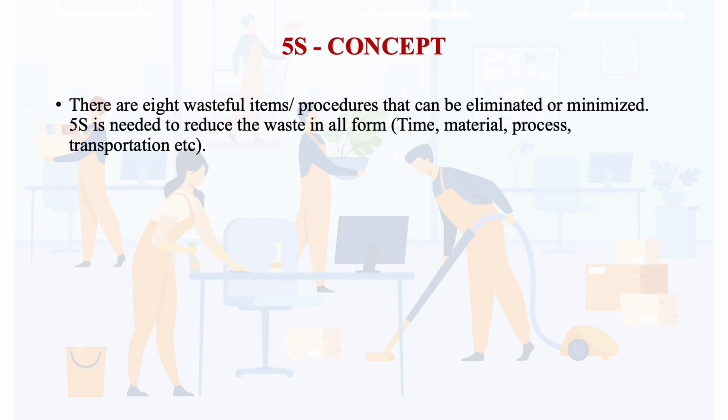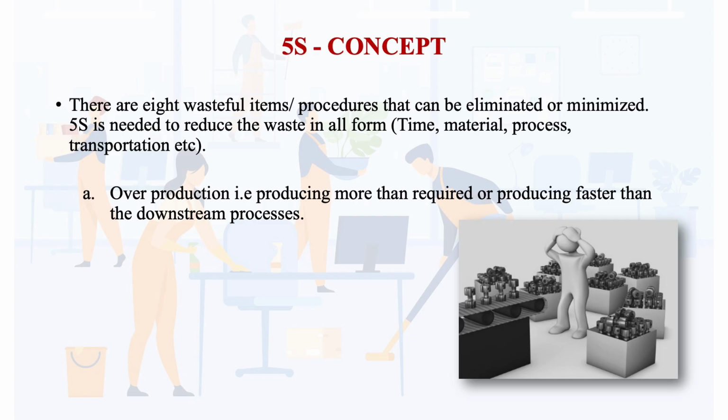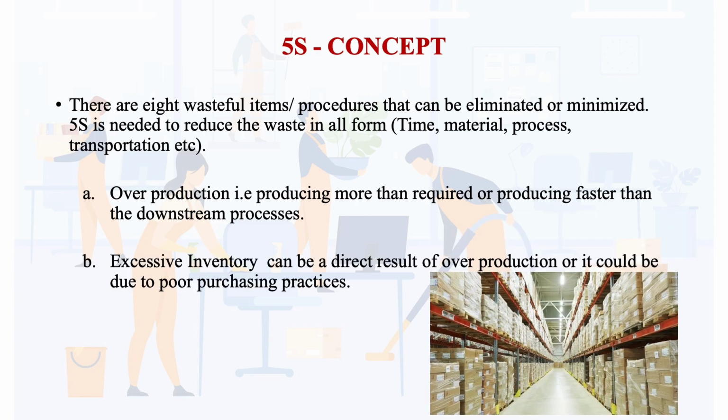There are 8 wasteful items, procedures that can be eliminated or minimized easily. 5S is needed to reduce waste in all forms, that is time, material, process waste, transportation waste. For example, overproduction, or producing more than required or producing faster than the downstream process, both are waste. Excessive inventory can be a direct result of overproduction or it could be due to poor purchasing practices.